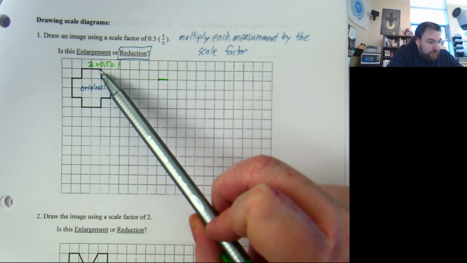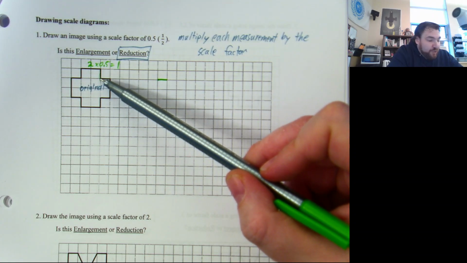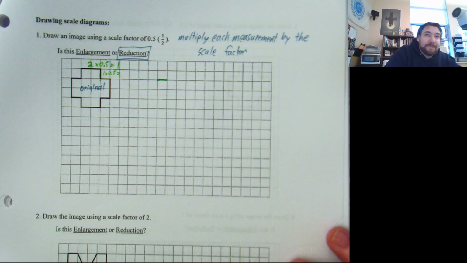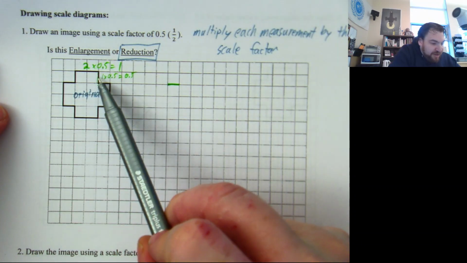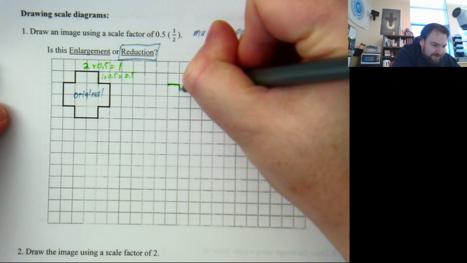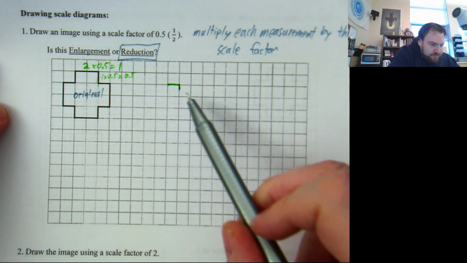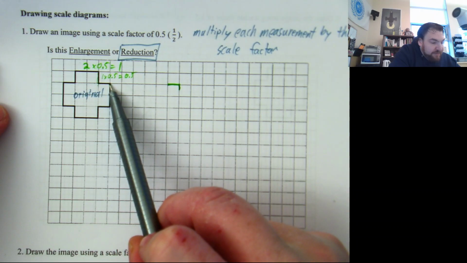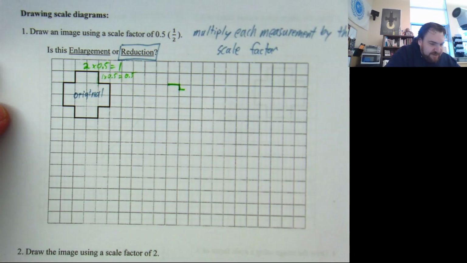This side length 2 became 1. This side length here is originally 1. So 1 times a half is going to be a half. So then I need to draw this line in my scaled down diagram. I need to make it half as big. So it's going to be half of a square instead of a whole square, or half of a side. This one here in the original is also 1. So I need to make it half as big in this one. So starting here, I'm going to draw a line that's half as big.